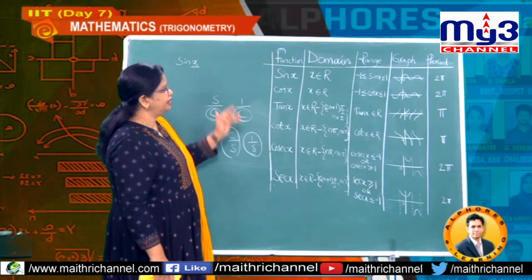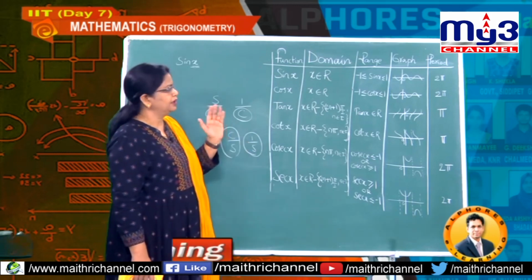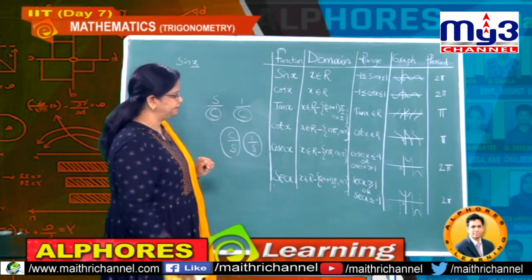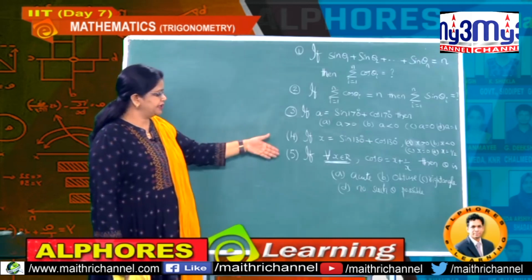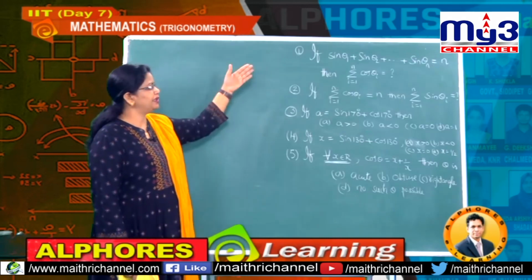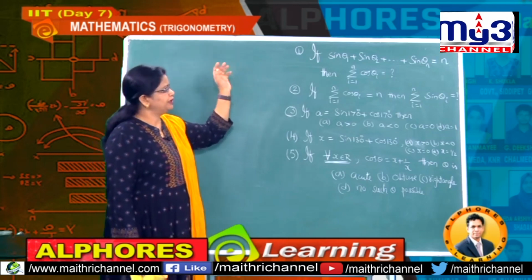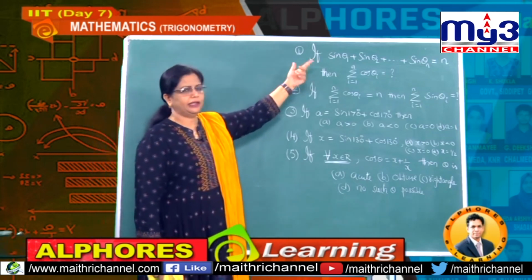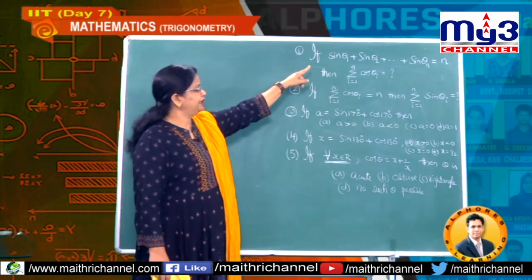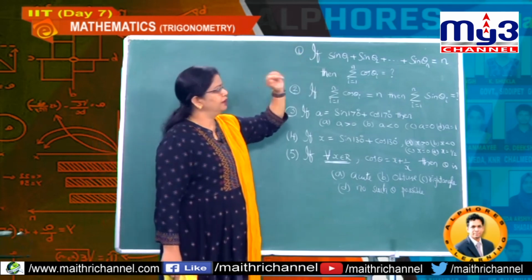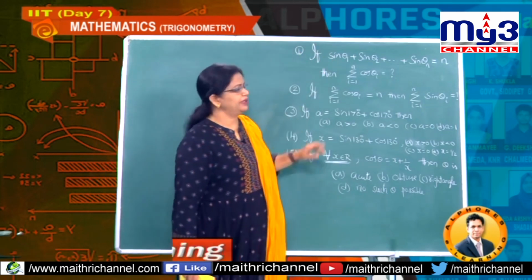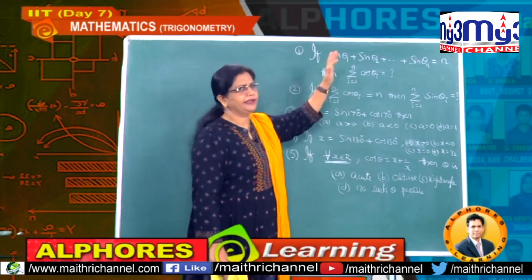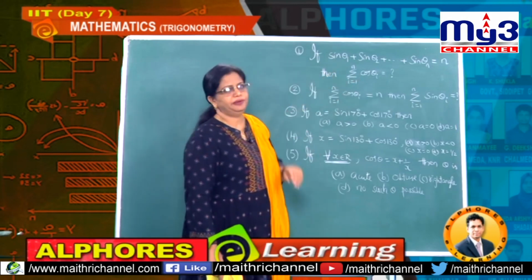Okay students, now let us do some problems basing on this domain, range, etc. Dear students, let us check these 5 problems. Let's solve one by one. Observe the first problem: angles are given, sin theta 1 plus sin theta 2, like that, n angles are given. Now they asked you about sigma cos theta i, i is from 1 to n.